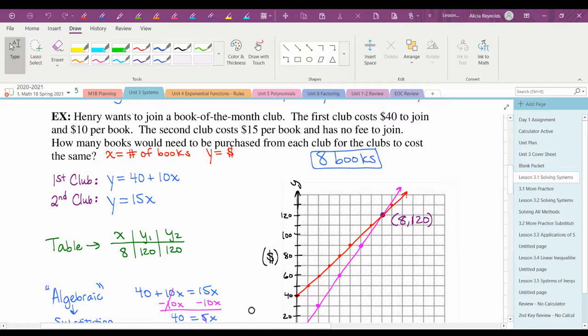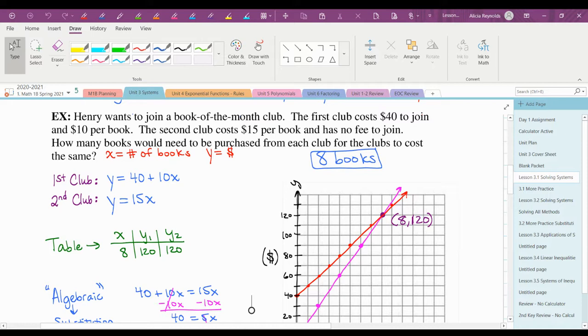So the first thing we need to do is define our variables. So here, X is the number of books and Y is money. And we know that because our problem says $10 per book. That word per is telling us that our rate is $10, and that would make the variable X books.